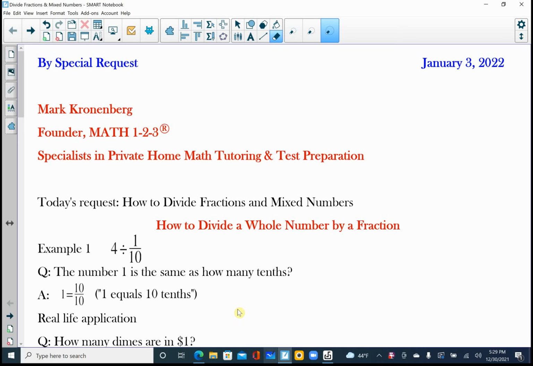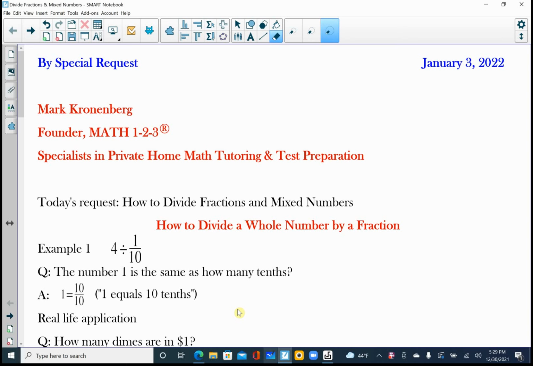So we're going to kick the new year off right with a new feature called By Special Request. This is a request from one of our clients. Today's request is how to divide fractions and mixed numbers. So we're going to start with a warm-up, how to divide a whole number by a fraction. So let's start with 4 divided by 1/10.